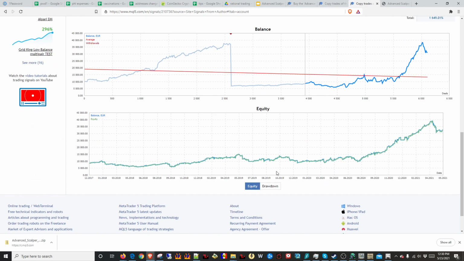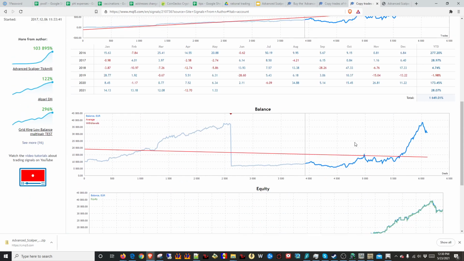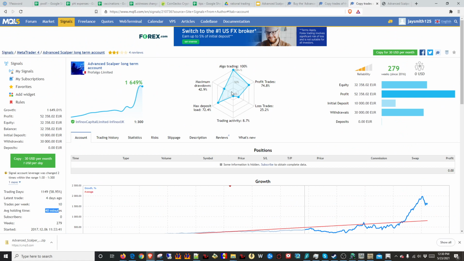So that's kind of a quick look at what's been happening with the account. If we look down here at equity, equity is very close to booked balance, so not a lot of drawdown hanging around here. If we go up and look at his trading activity, 8.7%. So he doesn't trade very often. Latest trade 4 days ago, that bears that out. He just doesn't trade that often.